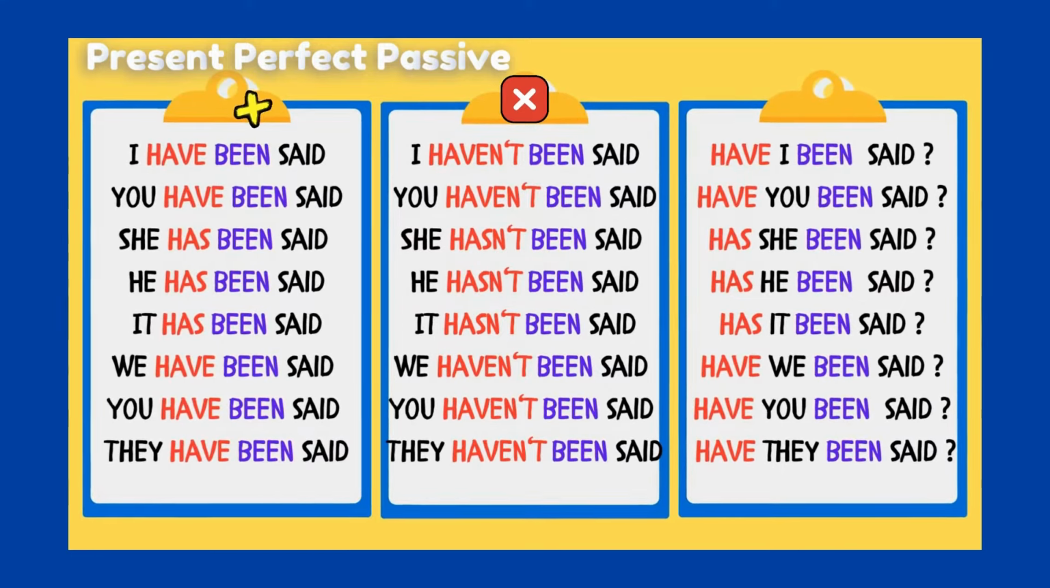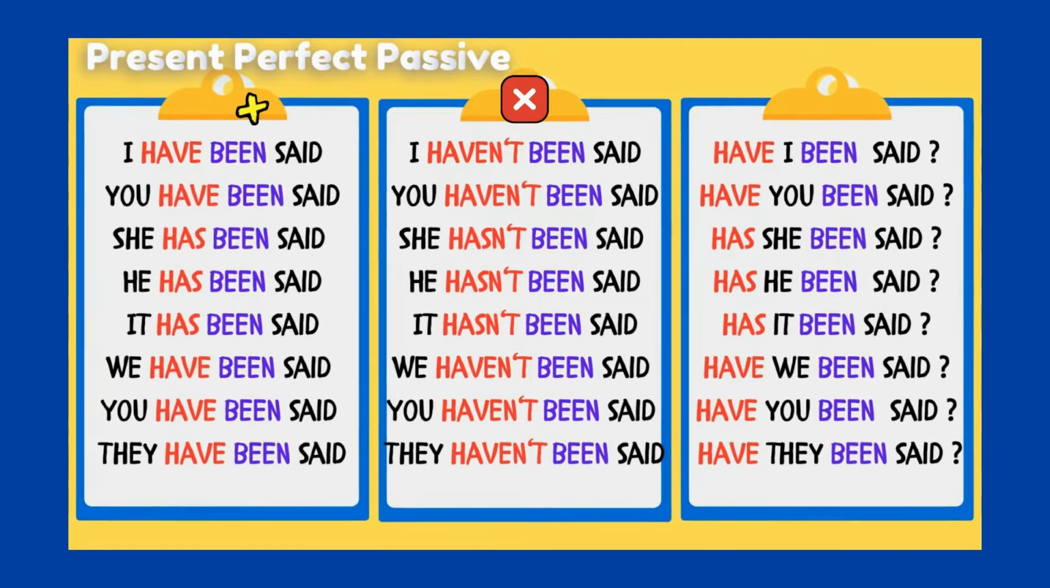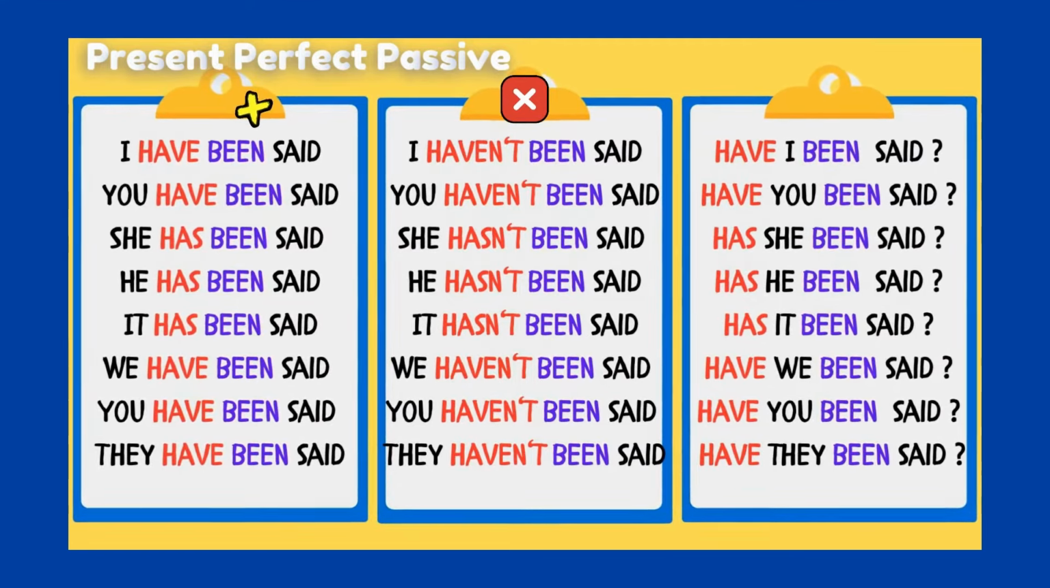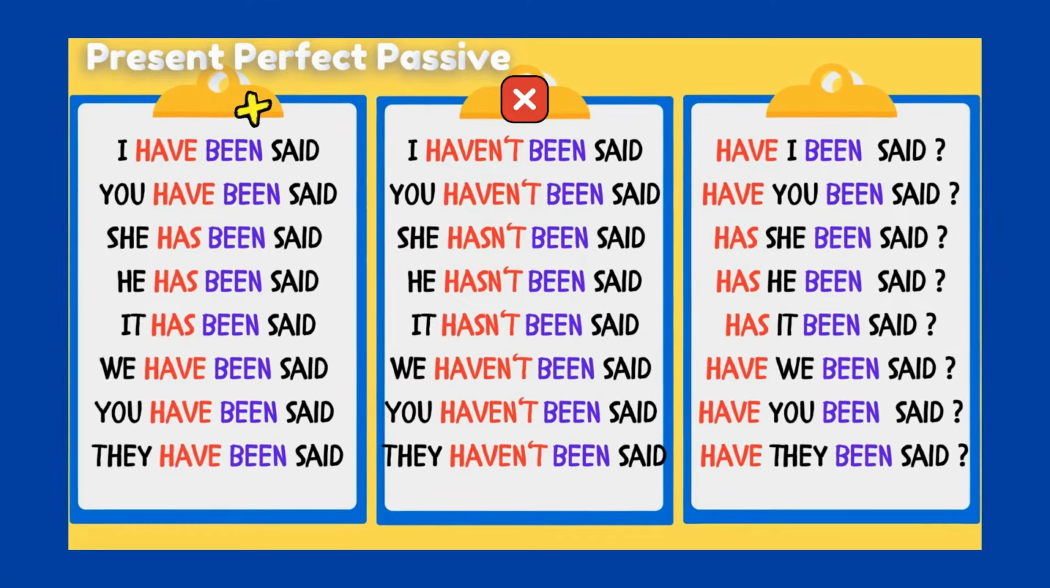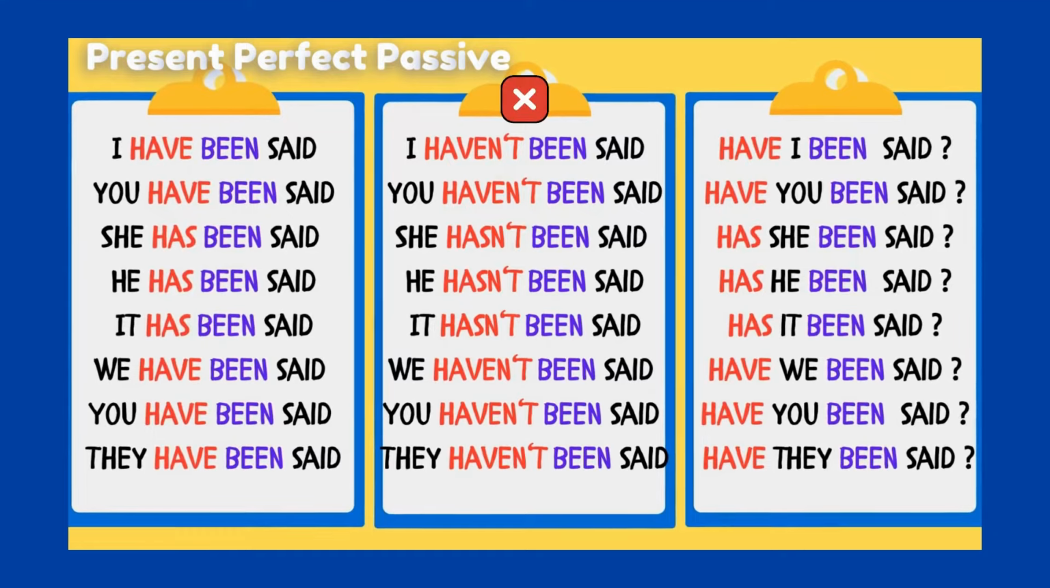In negative sentences, I haven't been said. You haven't been said. She hasn't been said. He hasn't been said. It hasn't been said. We haven't been said. You haven't been said. They haven't been said.